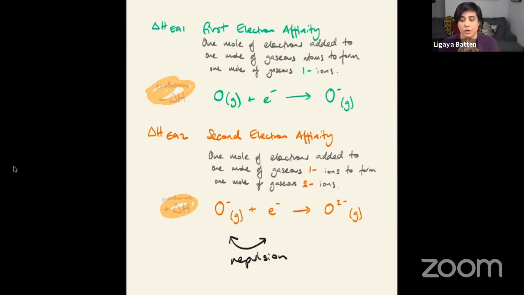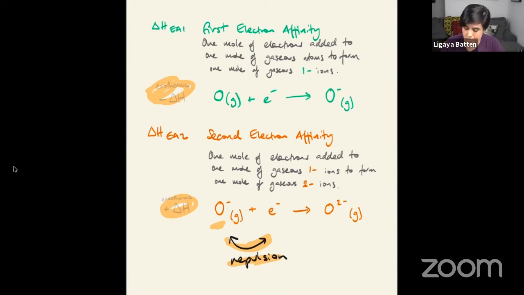However, because the ion that we're adding the electron to is already negative, there's going to be repulsion between these two things. Negative things repel each other. So it takes energy to overcome that repulsion, and that's why the second electron affinity is actually endothermic.